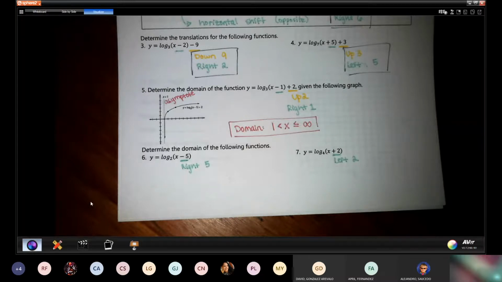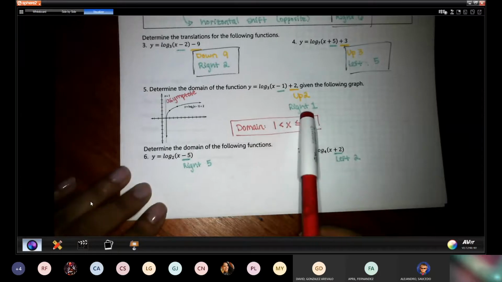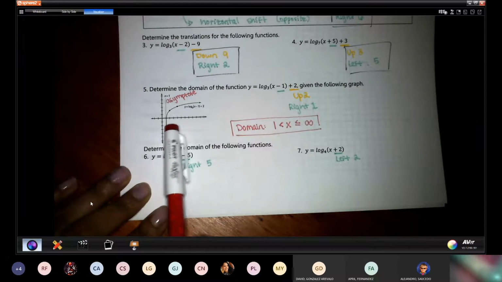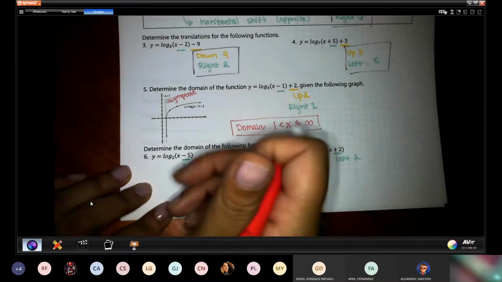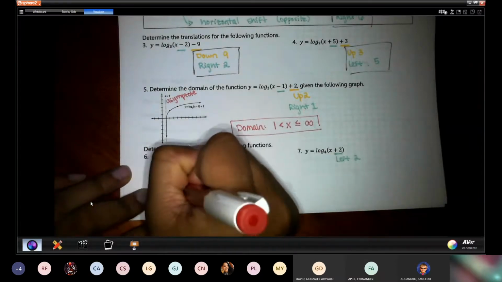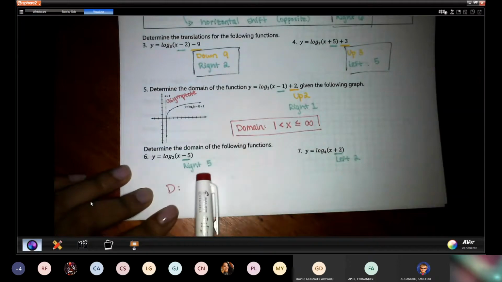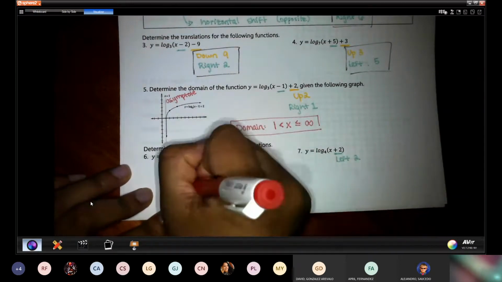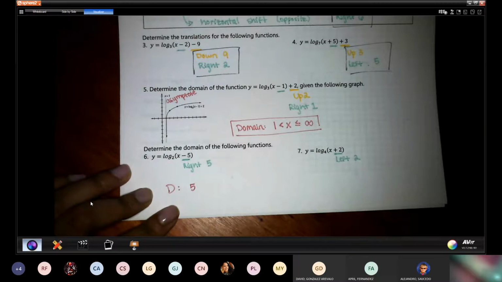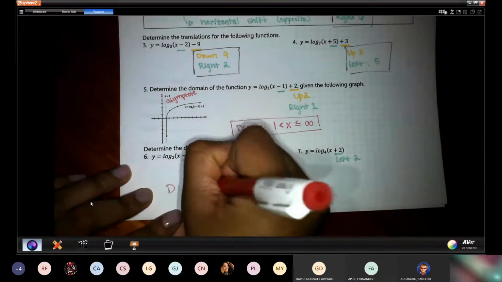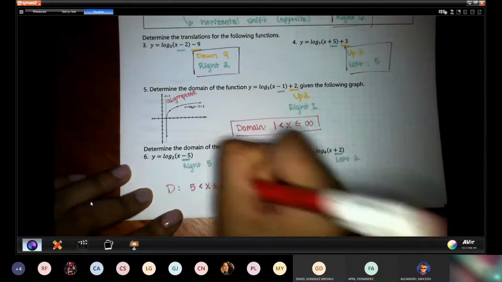Cool. All right, so from here, now we just do domain. So like what we saw up here, where the domain means if it moved right 1, then x equals 1. So that's how we approach the domain. Here, we moved right 5, so we're going to start with 5. 0 plus 5 is 5. And infinity.